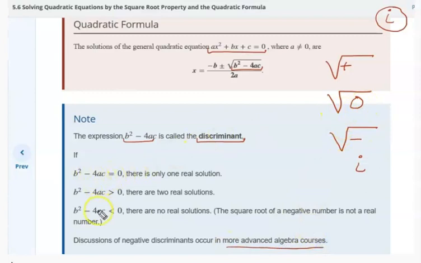And this is what they're describing. If the discriminant equals 0, there's only one real solution. If the discriminant is greater than 0, there are two real solutions. If the discriminant is less than 0, that is negative, there are no real solutions. All right, so this is our background. And if you have time, watch that video.